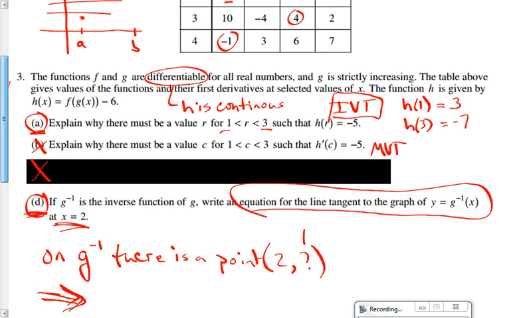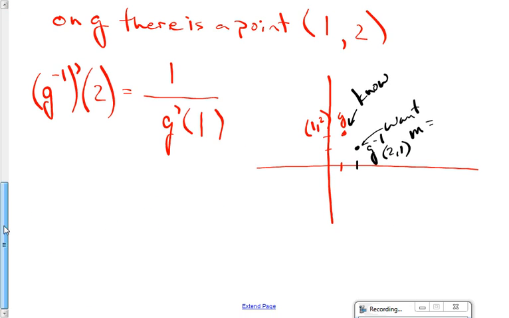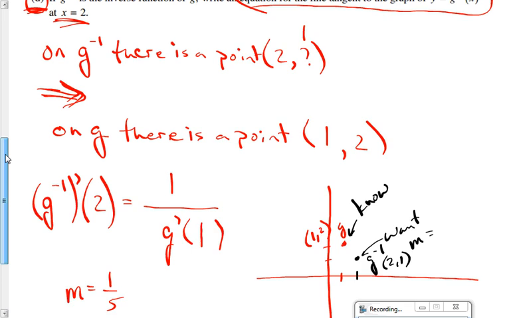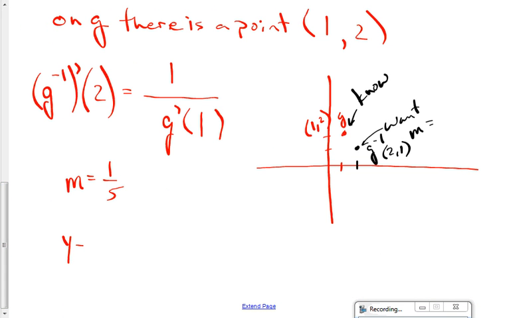G prime of 1 in the table is, just want to make sure that's right, G prime of 1 is 5. So the slope that we want is 1/5. I put it all together in a tangent now. Which point do I want? Do I want 2, 1 or 1, 2? I want 2, 1 because I want the tangent to the inverse, which is really weird. But I'm going to use 2, 1. So y minus 1 equals 1/5 times x minus 2. That is your answer.